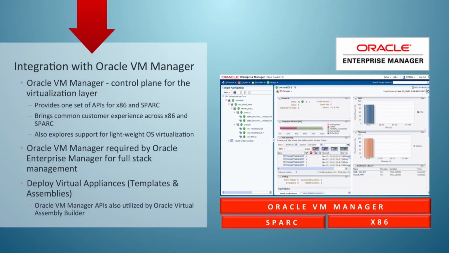The Oracle VM Manager continues to be the control plane for virtualization. Today, it offers one set of APIs for SPARC and x86. It brings a common user experience across both x86 and SPARC virtualization platforms. At the same time, we also explore support for lightweight OS virtualization, such as Linux containers and Solaris zones. The Oracle VM Manager itself is required by Oracle Enterprise Manager for full stack management. Then the Oracle VM Manager can deploy virtual appliances, so the API is also being used by Oracle Virtual Assembly Builder.